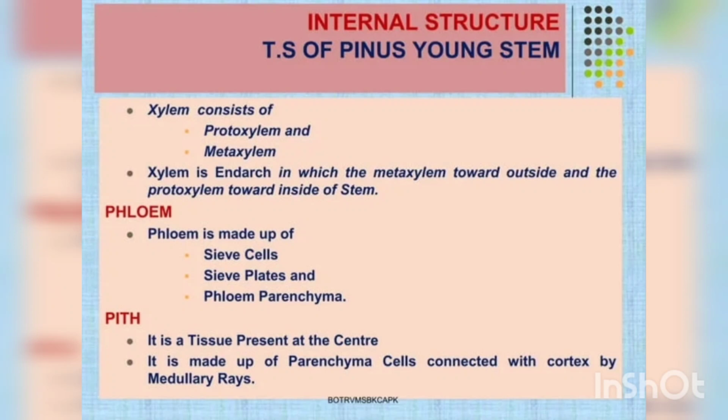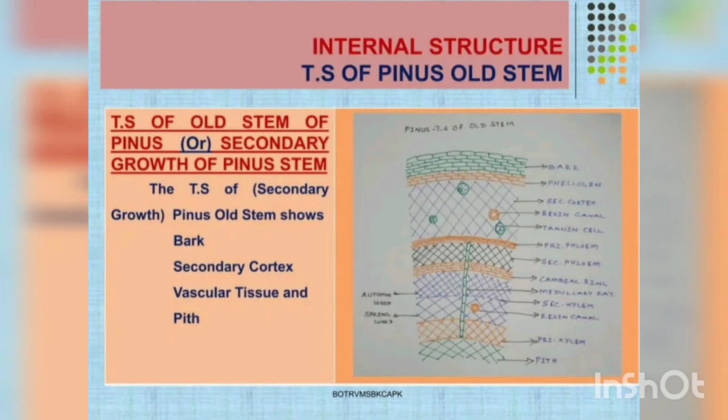So the medullary rays which are present in between the vascular bundles connect the cells of the pith and that of the cortex. Now phloem is arranged towards the periphery and xylem is arranged towards the center of the stem. Okay, now let us see the internal structure of old stem. When the Pinus stem gets matured, it shows secondary growth.